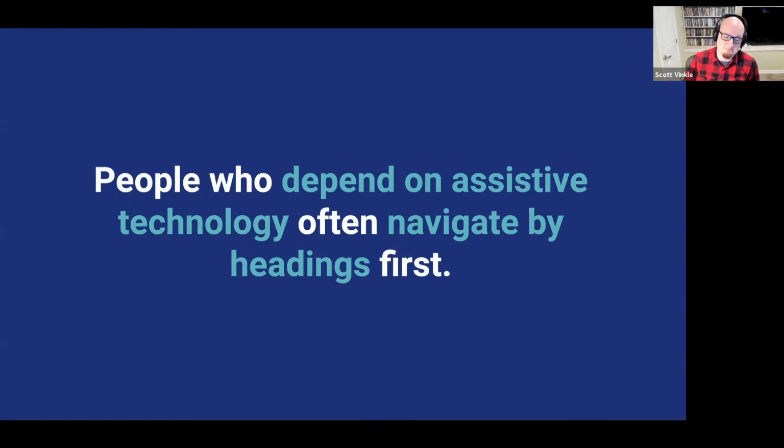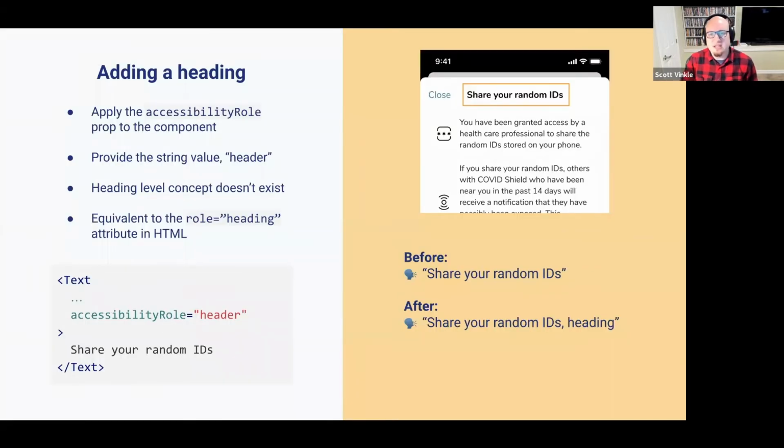So how do we actually add a heading in React Native? We can indicate a heading by adding the accessibilityRole prop to the component which contains the heading text. And according to the React Native Accessibility API, the string value of header, that is HEADER, not heading, should be supplied to the accessibilityRole prop.